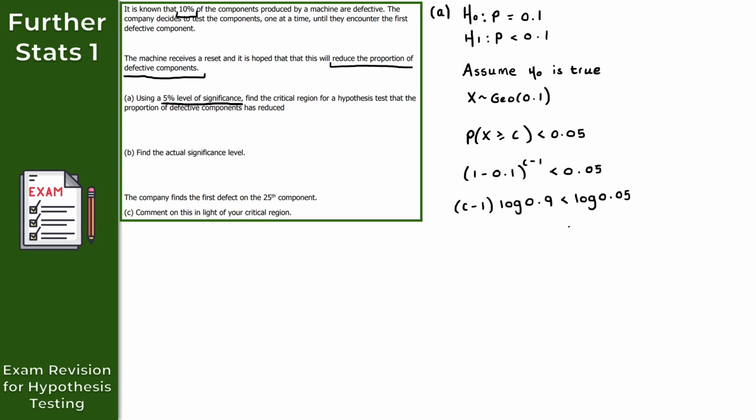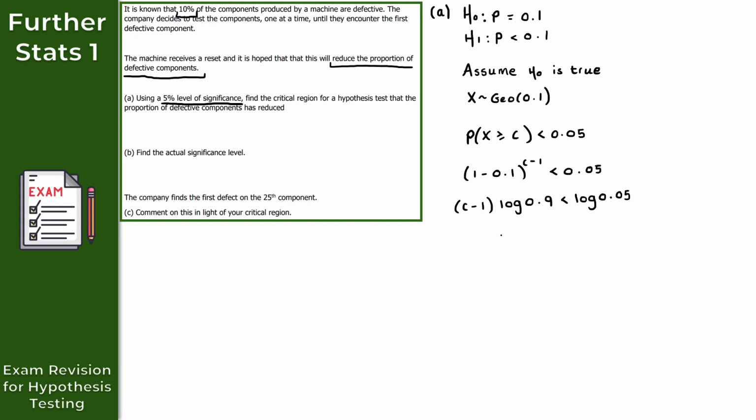Okay. What I'm going to do now here is divide both sides by log of 0.9. However, do be careful when you do this because log of 0.9 is negative. So what we're doing now is dividing by a negative number. And remember, when we have inequalities here, like we have for this line of working, when we divide by a negative number, that will flip the direction of the inequality.